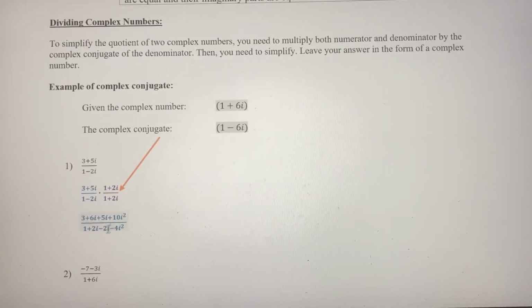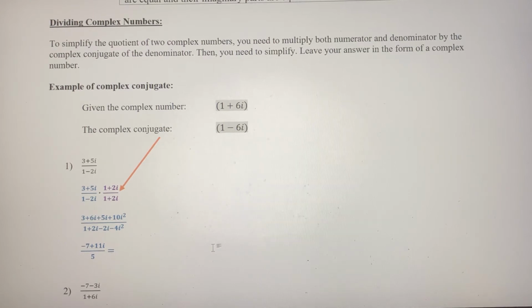In the numerator, when I simplify, remember we're going to plug in -1 for i squared, so this becomes a -10. So 3 minus 10 is -7. And then I combine the like terms for the i's, so that's where the 11i comes from. In the denominator, these two canceled out. I plugged in -1 for i squared, so -1 times -4 is +4, and +4 plus the 1 that was out front gives me the 5.